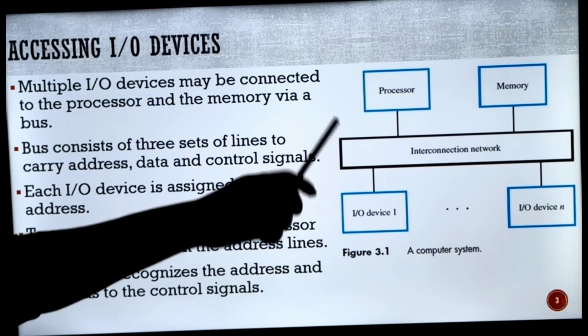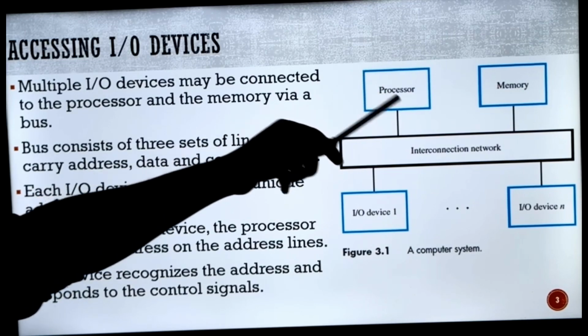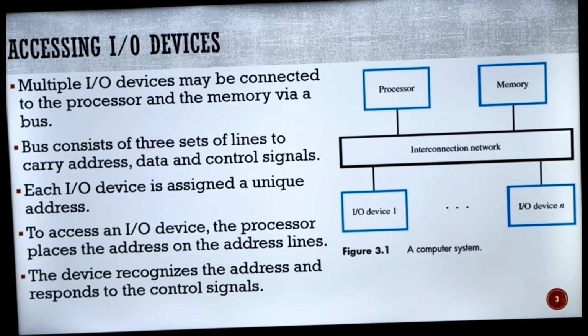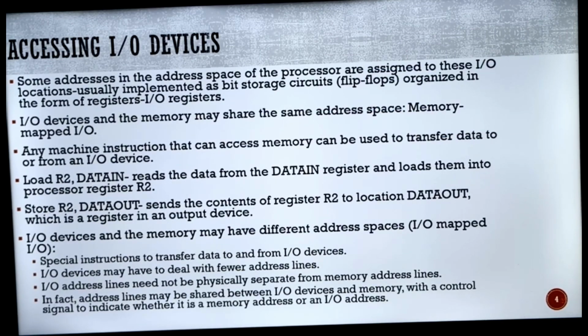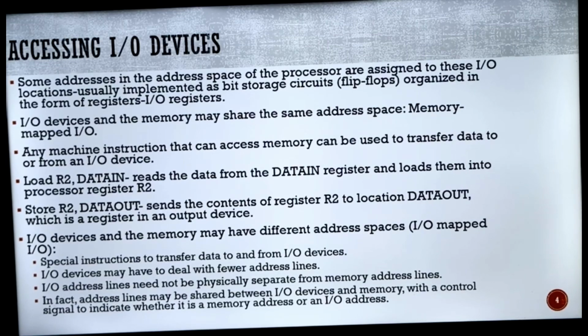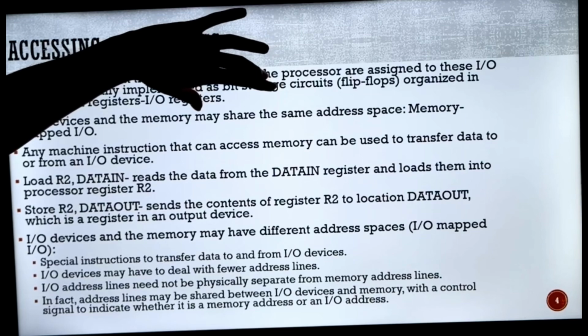So the block diagram will look something like this. There will be some interconnection network. Here you will have the processor, memory, IO device 1, 2, 3, 4 and any number of IO devices you can connect. Fine. Now as I told you, I will have some unique addresses for each of the IO devices. That means I need some address space where I can store these addresses. Then only my processor will know, right?